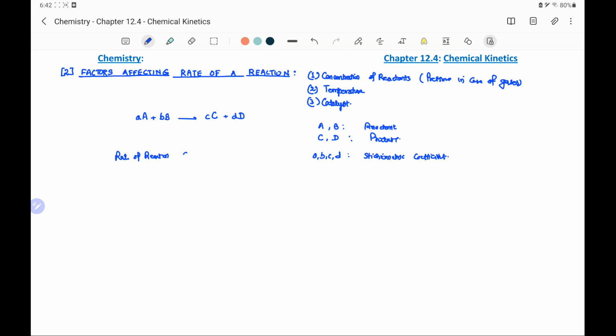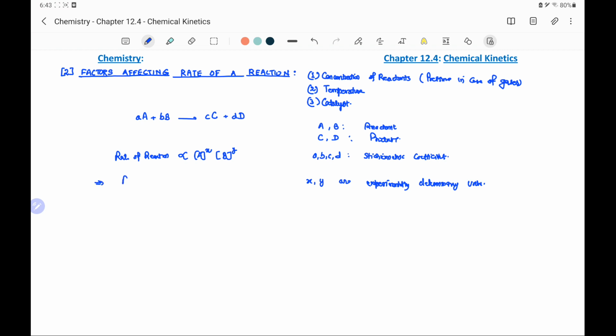is proportional to the concentration of A raised to the power x and concentration of B raised to the power y. That means rate of reaction depends on the concentration of the reactants. And this x and y are experimentally determined values. These may not be equal to the stoichiometric coefficients.